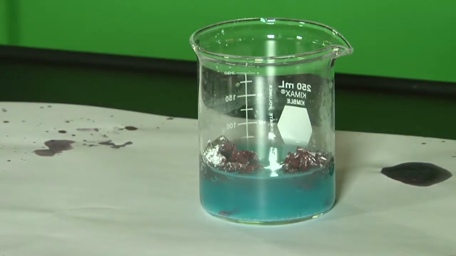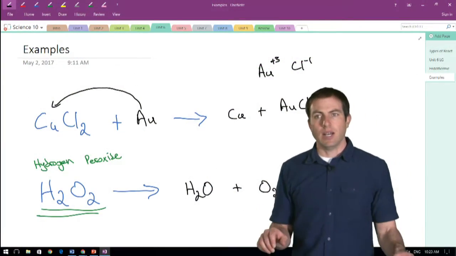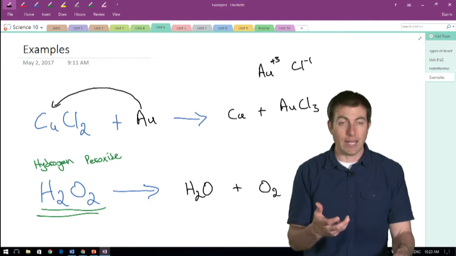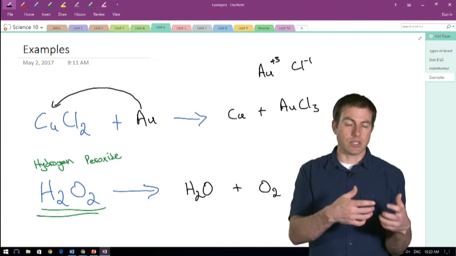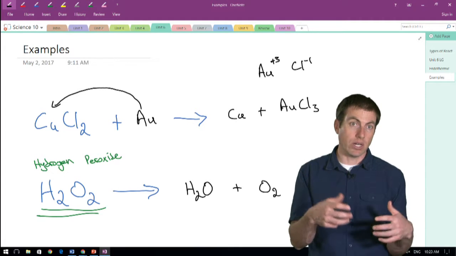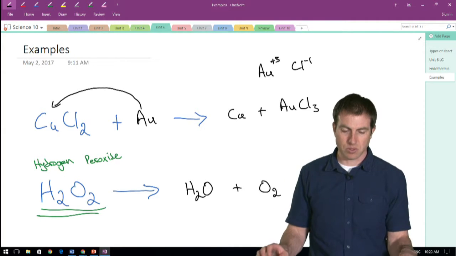And if you were really good at chemistry, which I'm not, I could go back and reverse the reaction and take the aluminum out, and I could make aluminum metal again if I reacted it with some other things.